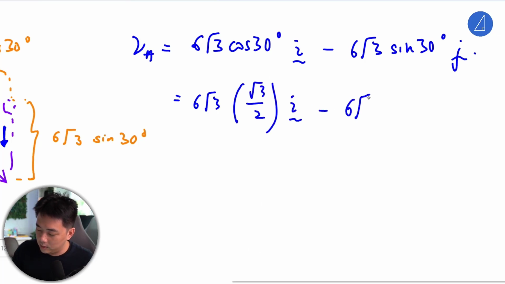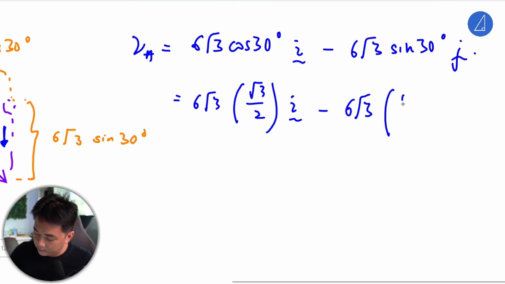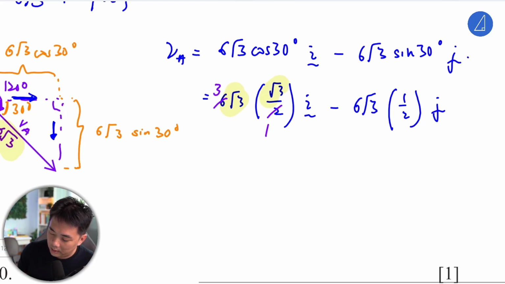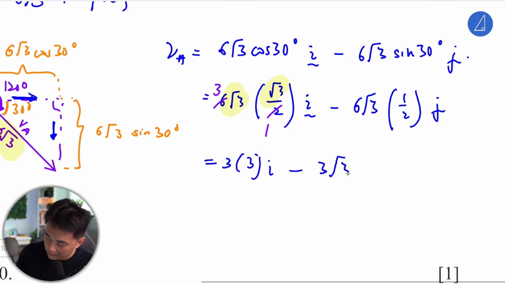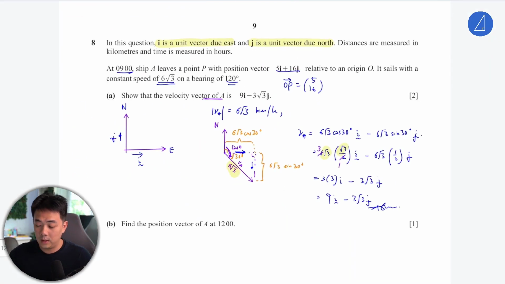Root 3 sine 30: sine 30 is half, no issue. Root 3 multiplied by root 3 will be 3, so 3 multiplied by 3 will be 9, and the twos cancel out. So VA is 9i minus 3 root 3 j. Okay, that's how you do part A.